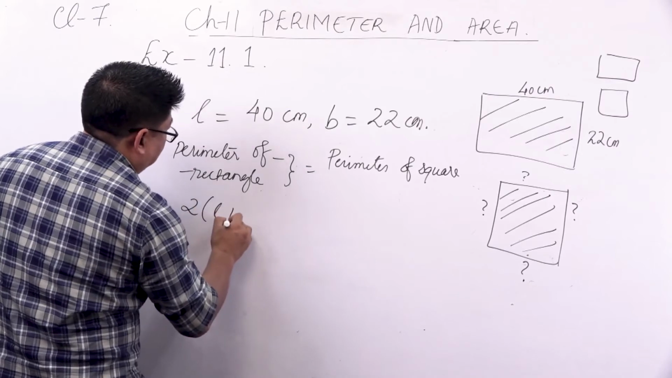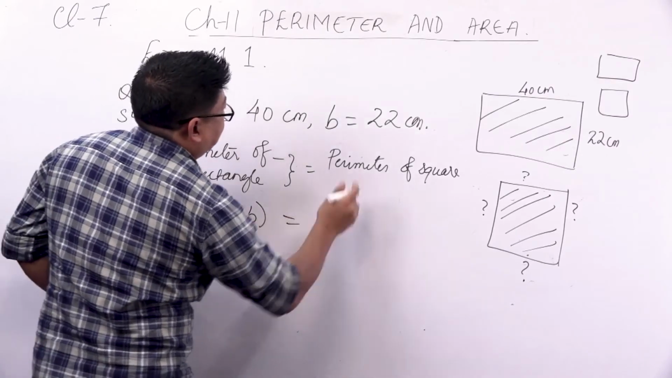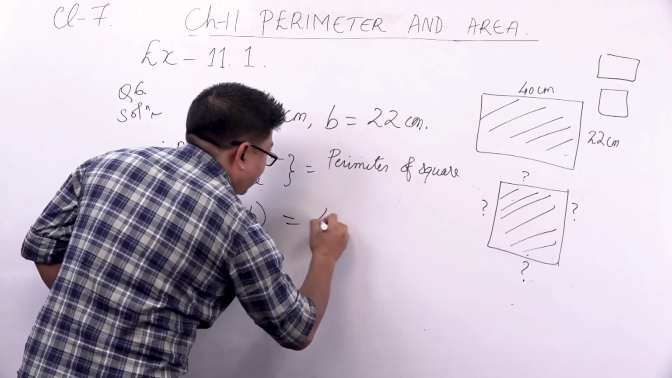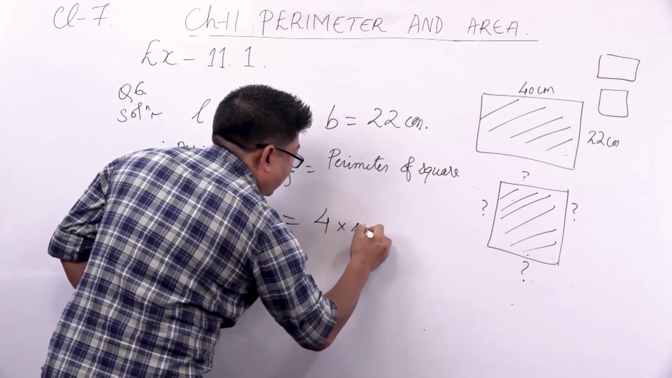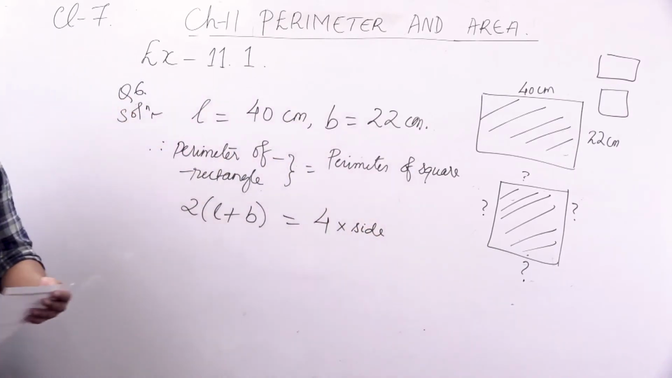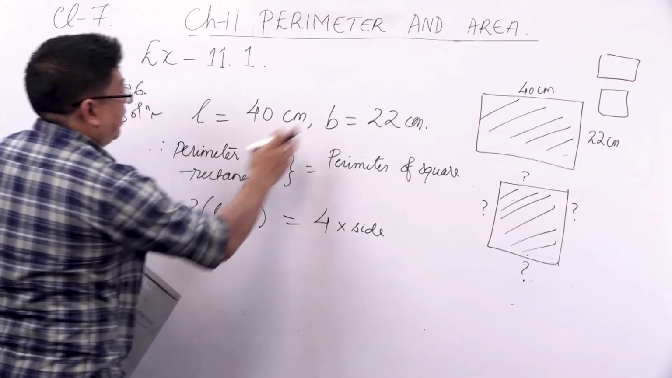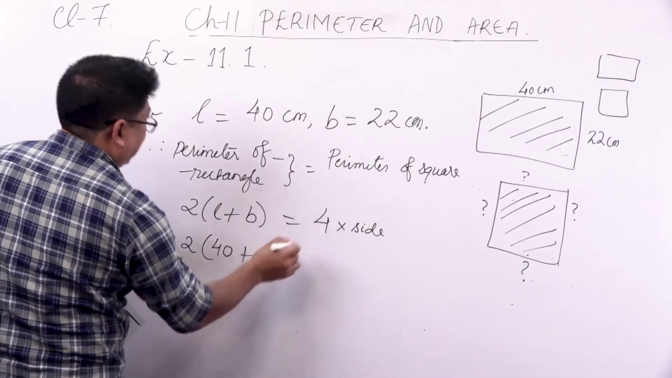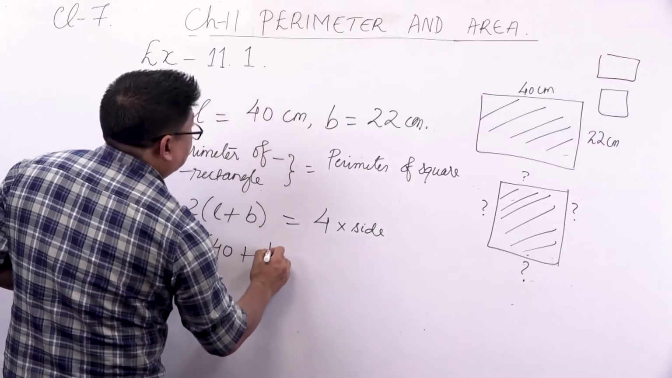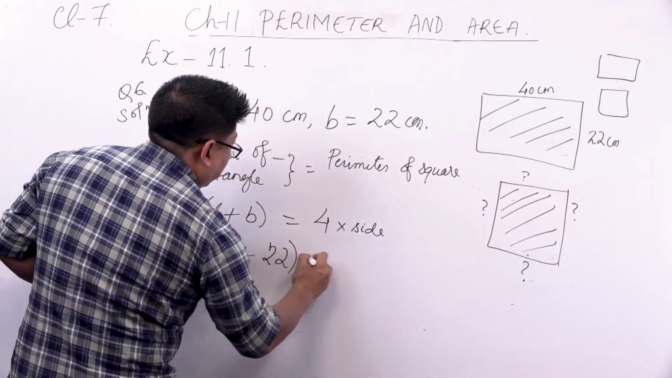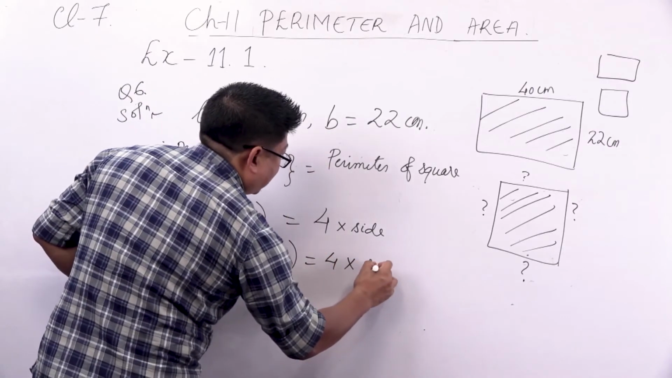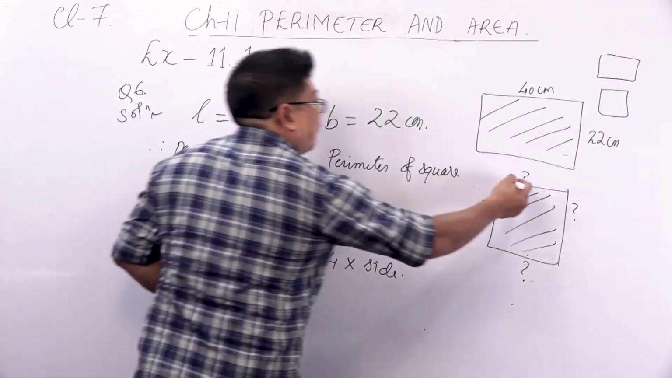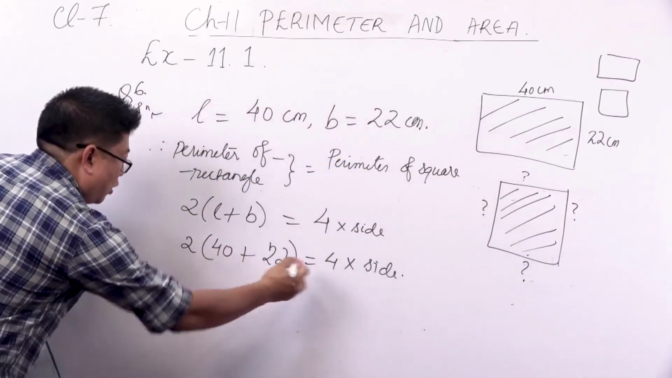Twice of length plus breadth. Perimeter of square, that means 4 into side. So here we already know the given length is 40 plus breadth is 22, is equal to 4 into side. Now the question is we have to find the side. Therefore, we will solve this.